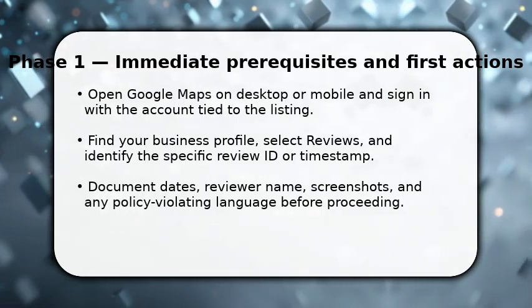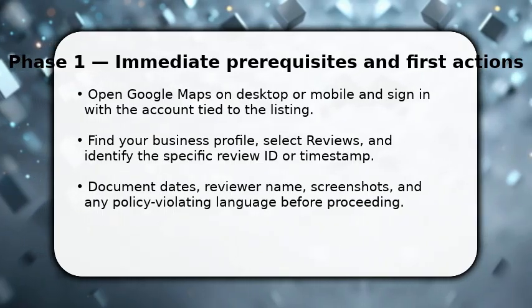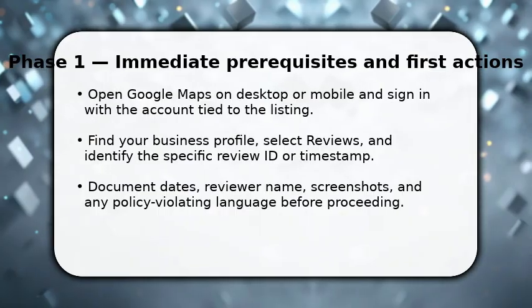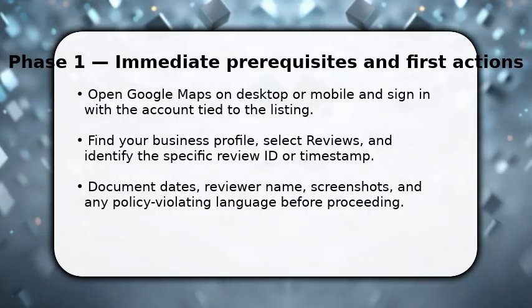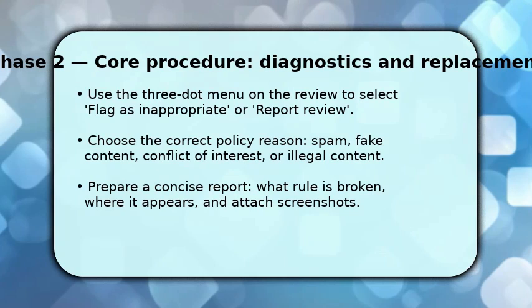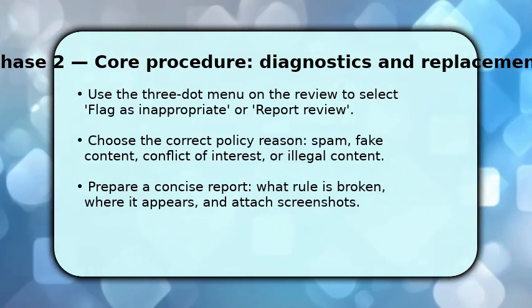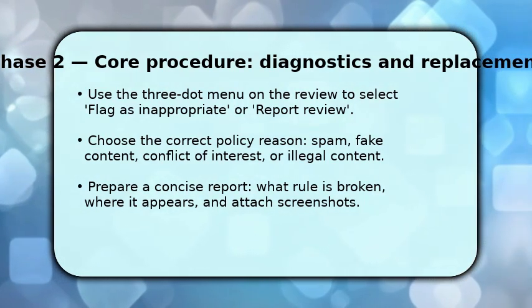Once done, capture screenshots and note any policy violations, because you will need that evidence to report the review effectively and to explain why it breaches Google's content rules. You now flag the review using the three-dot menu and choose the most accurate policy reason. Be specific, because vague flags are ignored.